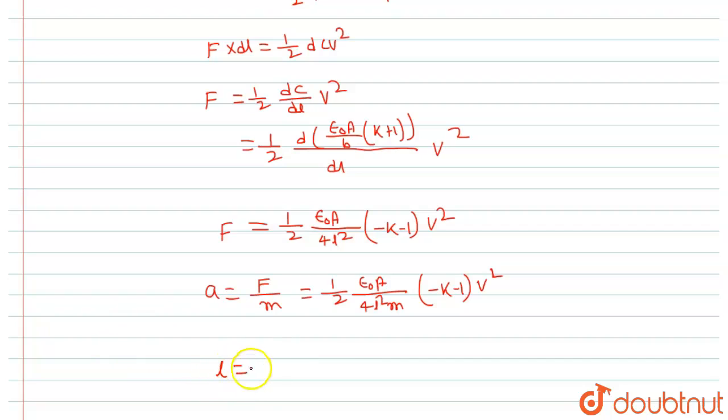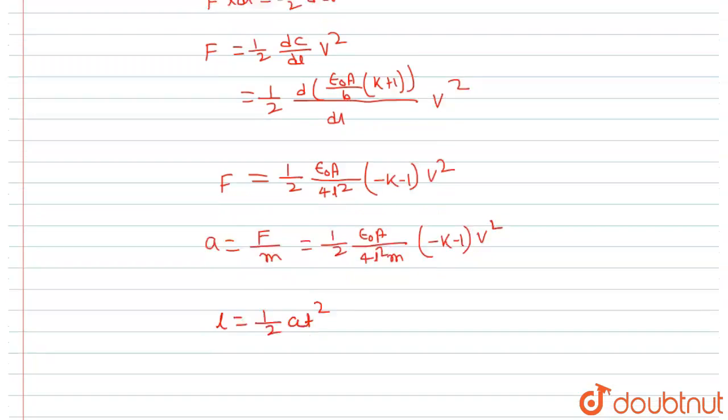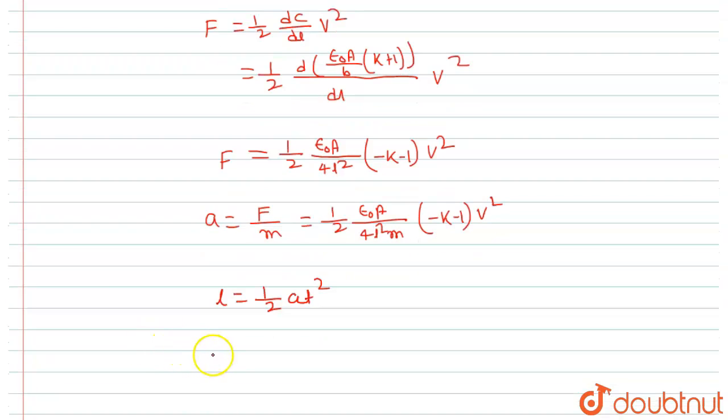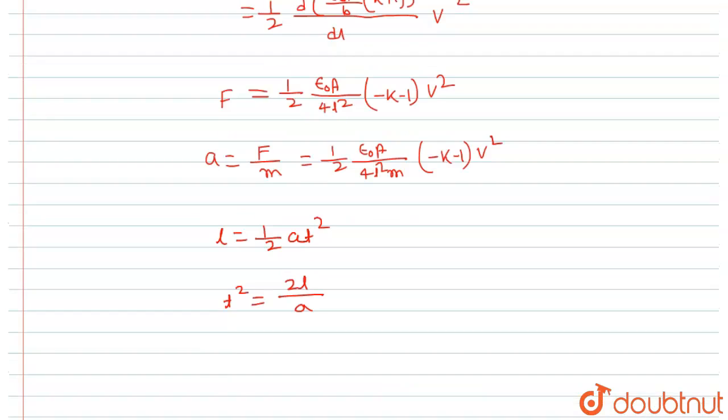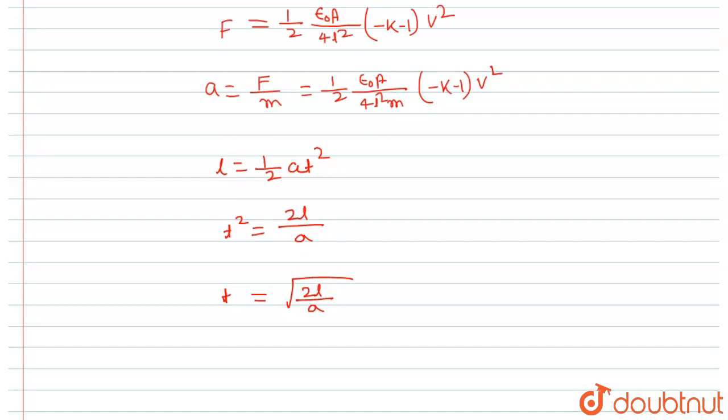So this l is equal to 1 by 2 a t square, where u we have to take as 0. Now t square is equal to 2l divided by a, clear. Now from here t is equal to root under 2l by a, clear.